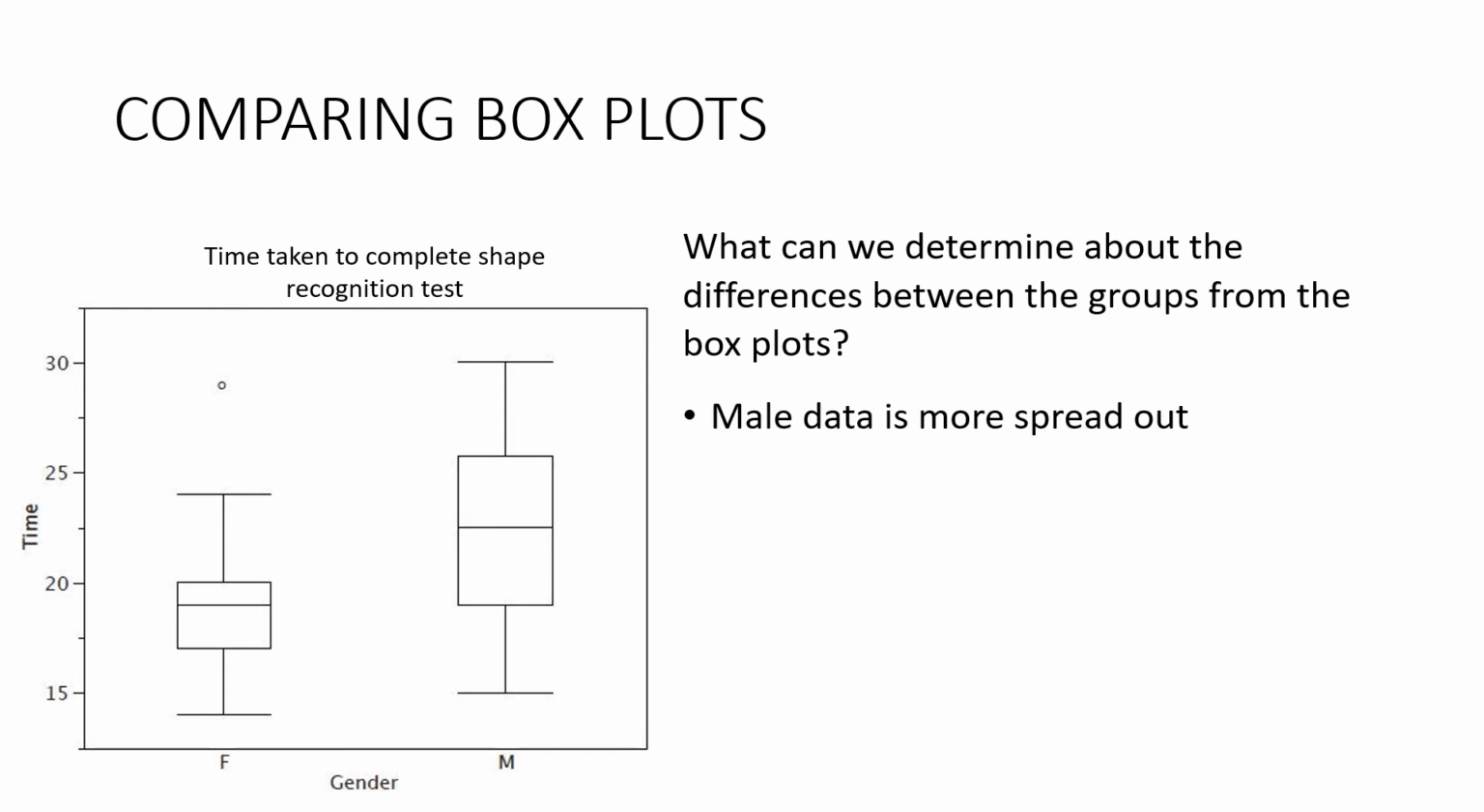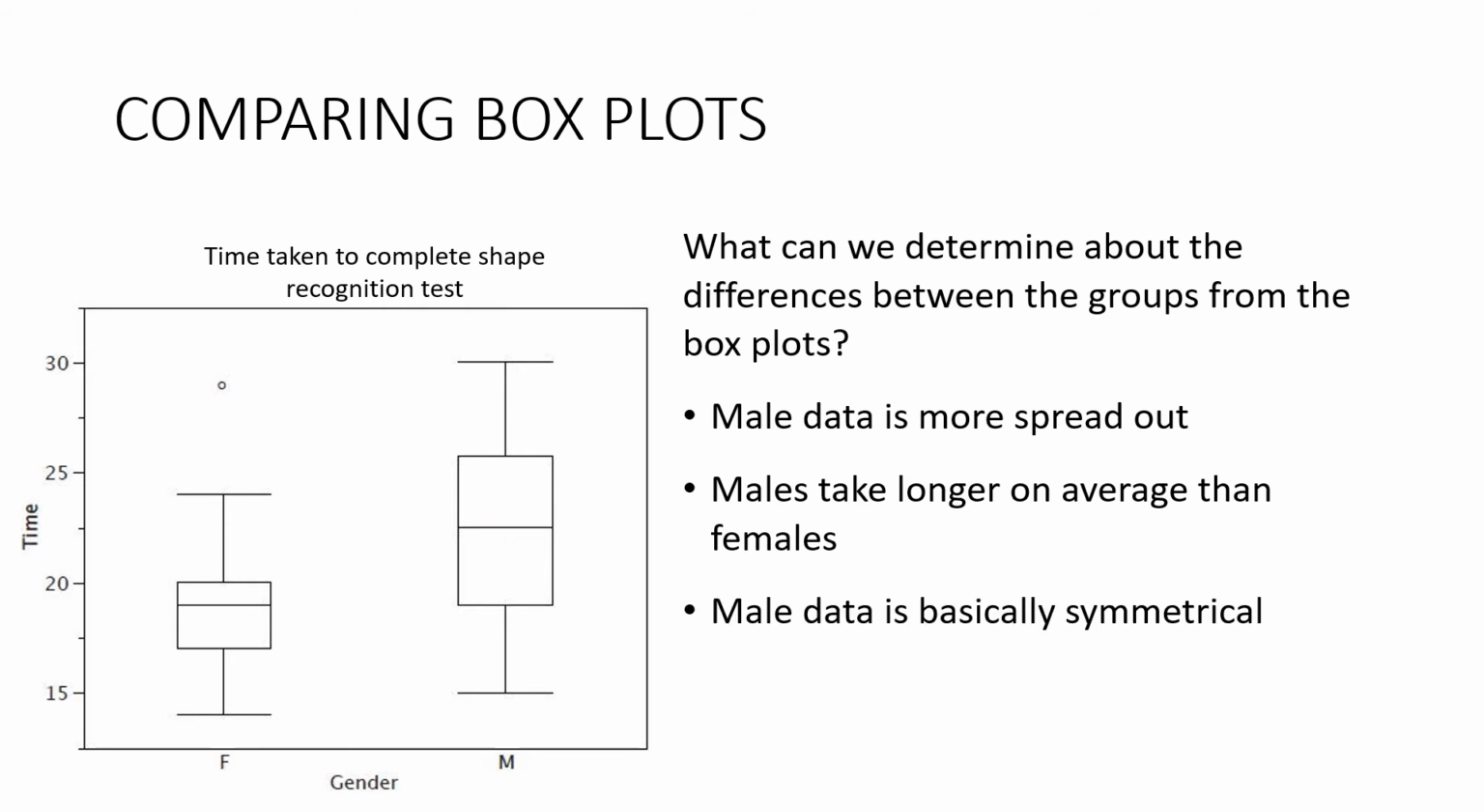Right, first thing we can tell is that the male data is more spread out. Okay, it's less consistent, the females are more consistent. The males take longer on average than the females to recognize the shapes. The male data is basically symmetrical. The female data has a slight negative skew.